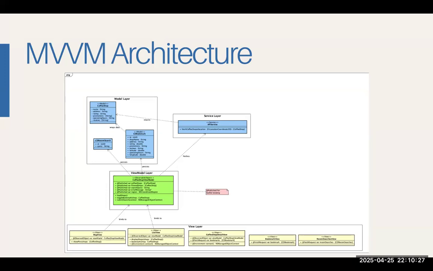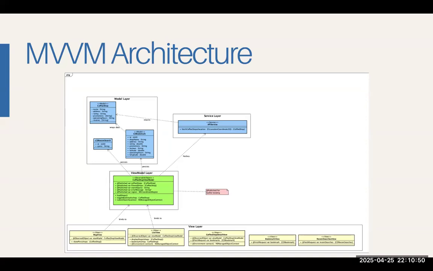Let's start with the model layer. So we have the coffee shop struct, which holds all shop info. We have the bookmark and recent search Core Data entities for persistence. We have the service layer as well, which fetches coffee shop locations. Let's continue to the view model.